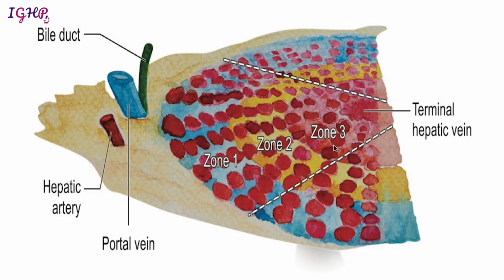Similarly, cytochrome P450, an enzyme which is used for drug metabolism, is present mainly in zone 3. Other than that, there are certain enzymes which are present in all the zones, but with a gradual decrease in the levels of the enzyme. For example, the enzymes for gluconeogenesis are present all over, but there is a gradient in which they occur in different zones.